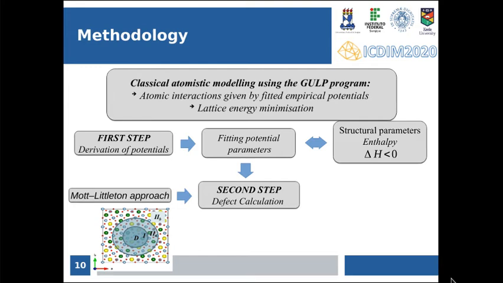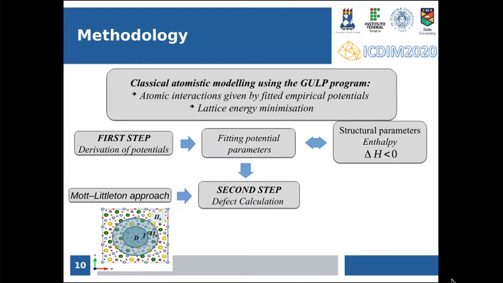The classical atomistic modeling is based on interatomic potentials, where a set of potentials describe interactions between atoms, and a routine is made to obtain the lattice energy to minimize the lattice of the material. And here you can see our steps of this modeling.